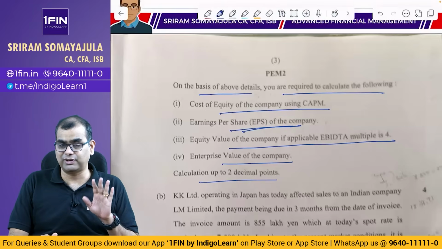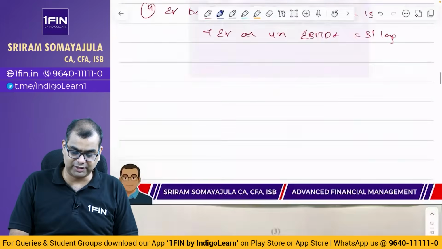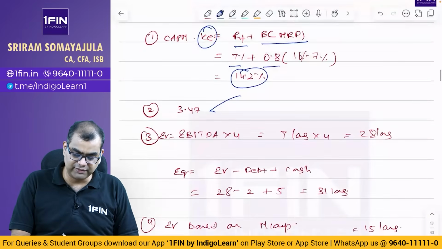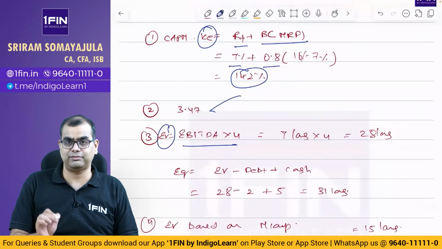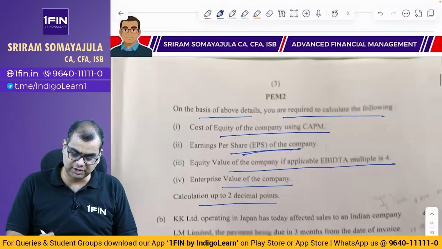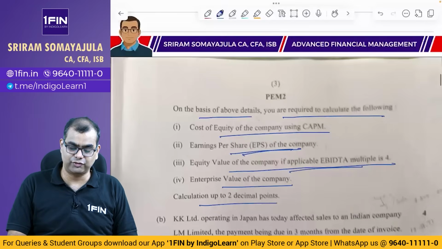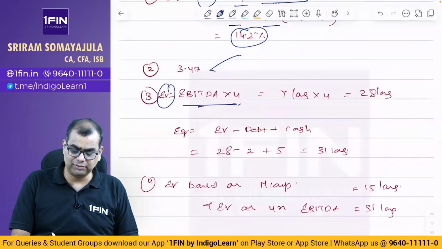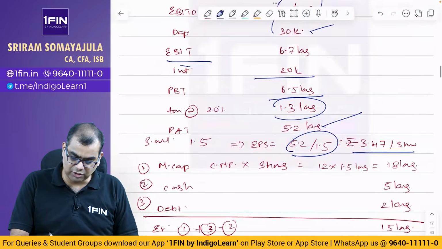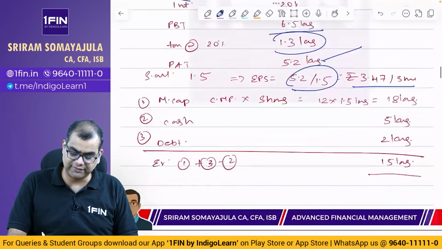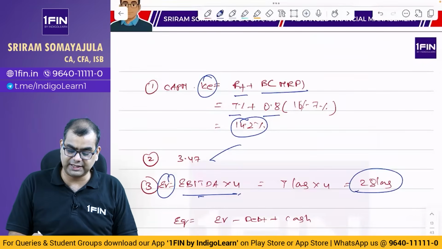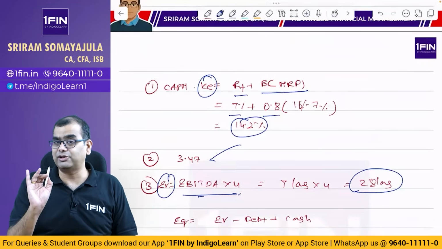I don't know what interpretation institute will have, but I'll tell you what is the equity value, enterprise value. What is the EV? EV is your EBITDA multiple of 4 times. That's what they said, right? Because applicable EBITDA multiple is 4. So EBITDA into 4, we have already got EBITDA here of how much? Where is the EBITDA here? 7 lakhs. So 7 lakh into 4 is basically 28 lakh. This should be your enterprise value. This is not equity value.